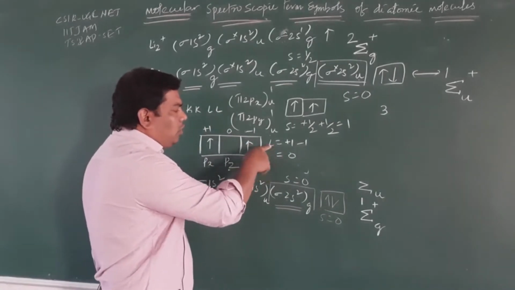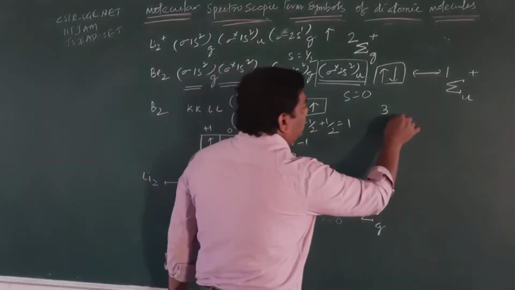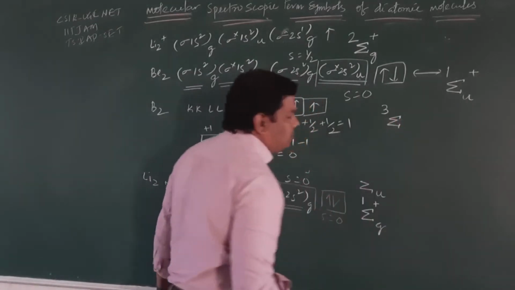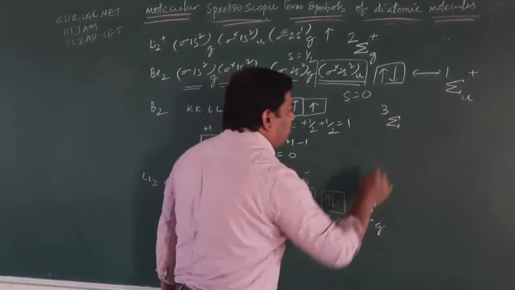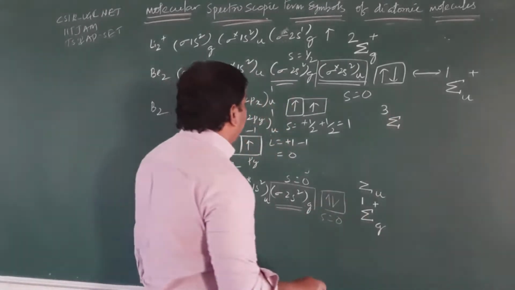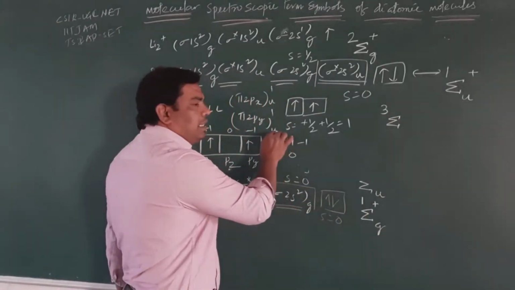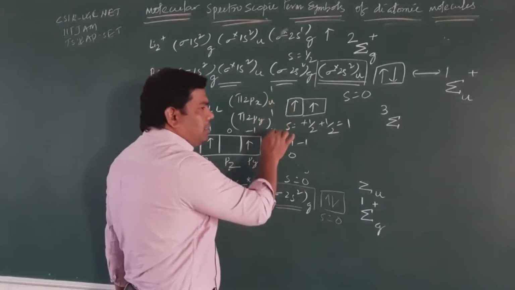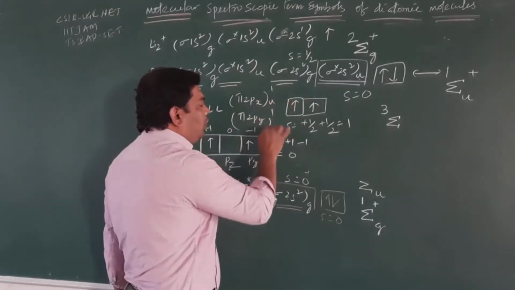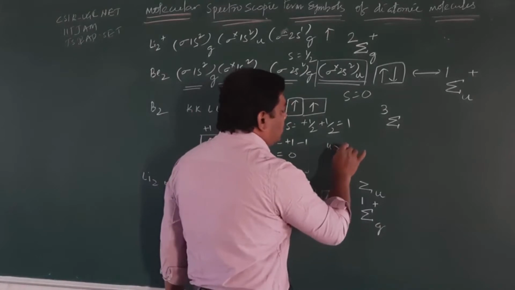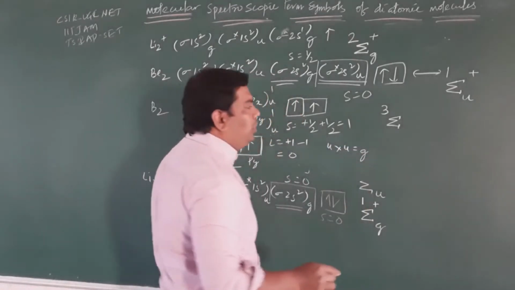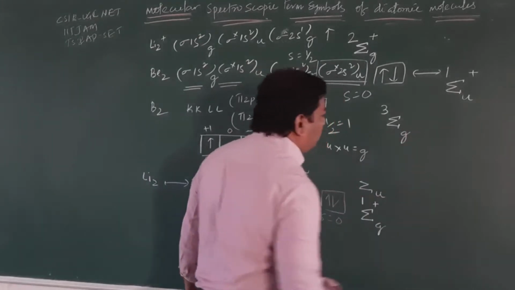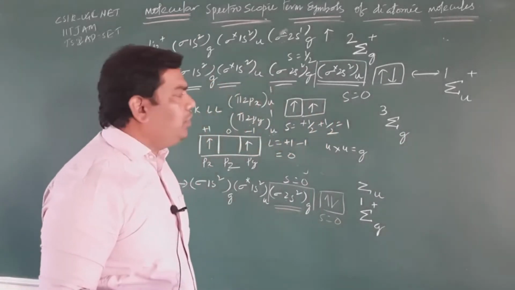So L value is equal to 0 means, student, the term symbol is sigma only. The L value is 0 means what is the term symbol? Sigma. Okay, right. Next, we will write the subscript, student. The 2 different means the electrons are present in 2 different orbitals. So therefore here u into u is equal to g, student.